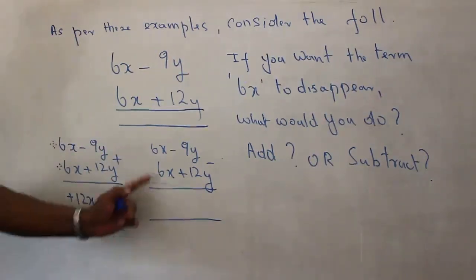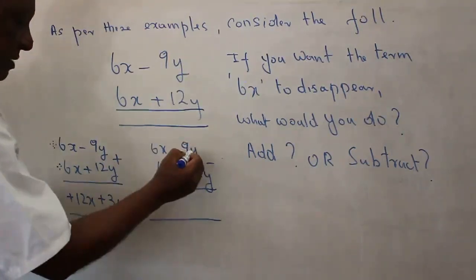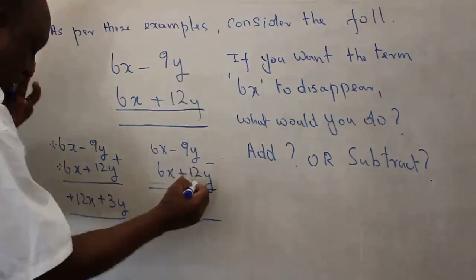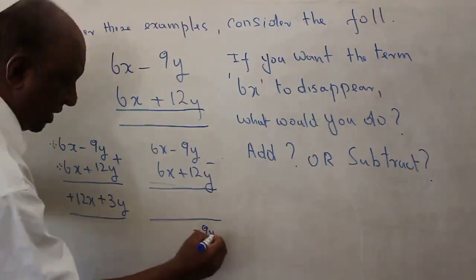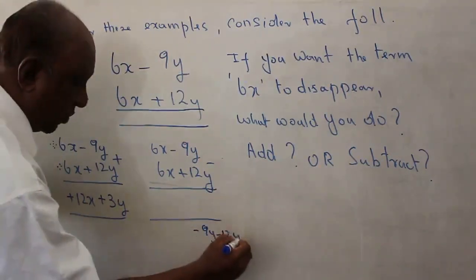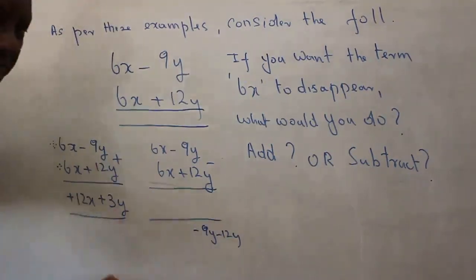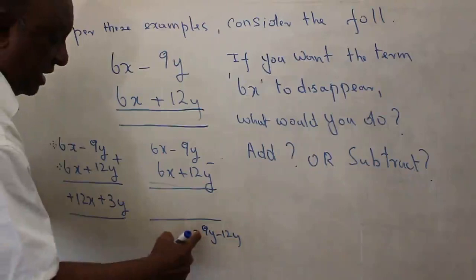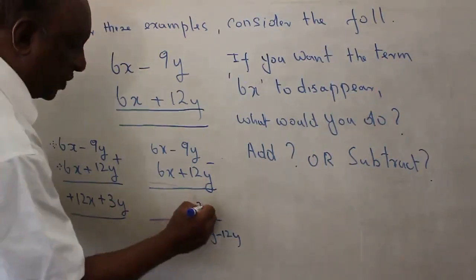Let's see what happens when you subtract. Minus 9y plus 12y, yes, bottom line sign will change. Minus 9y minus 12y. Why is that? This plus will become minus because in subtraction sign will change. Combine minus 9y minus 12y, minus 21y.